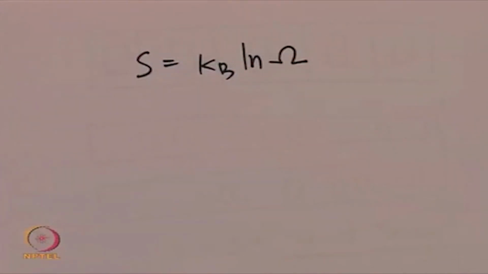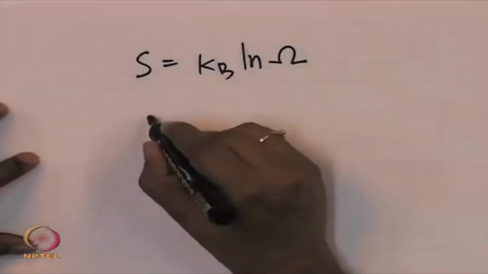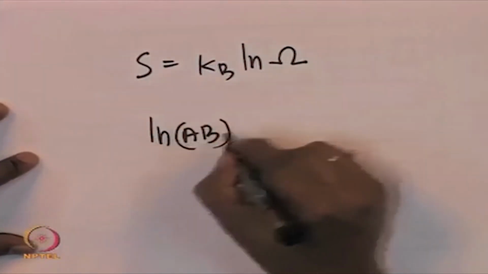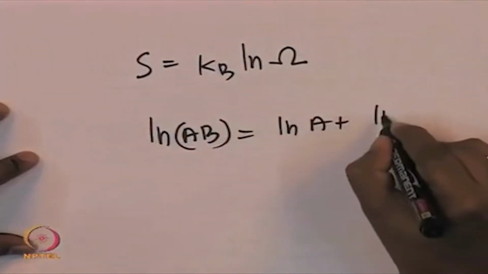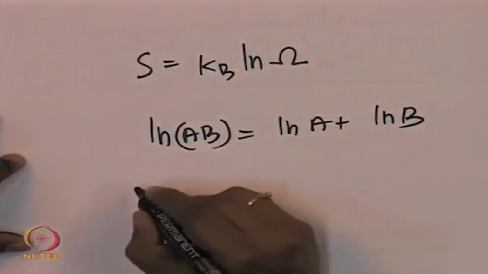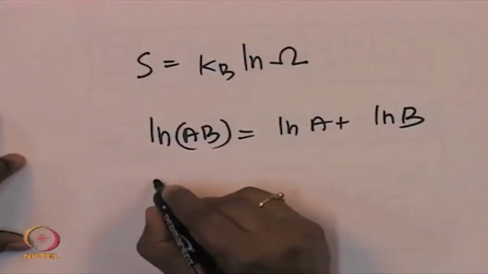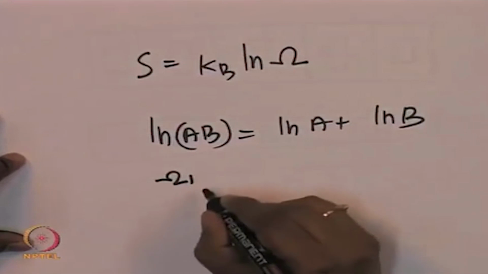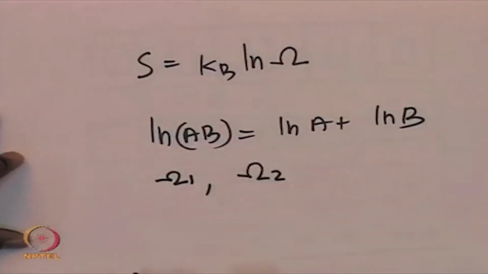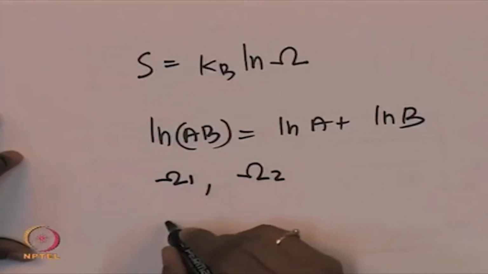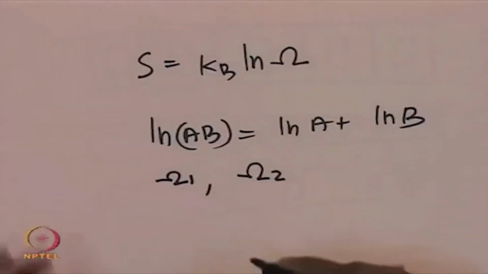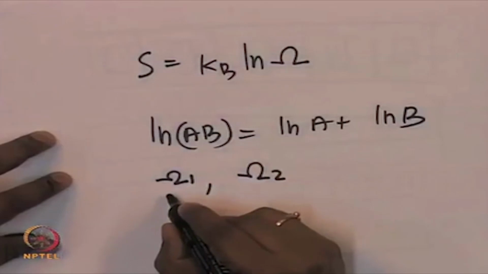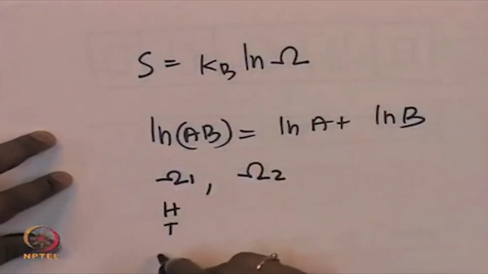if you have two systems, log has a particular property that log of ab is log a plus log b. So, if you have a system which has omega 1 states and some other system which has omega 2 states, the total number of states will be, let us say you are tossing a coin. When you toss a coin, it has two states, head or tail. So, omega 1 is these two states, head or tail.